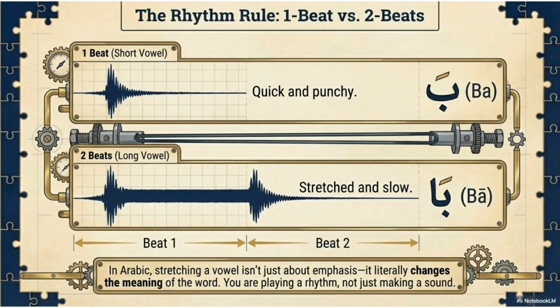The rhythm rule distinguishes between 1 beat and 2 beats. 1 beat with a short vowel is quick and punchy. 2 beats with a long vowel is stretched and slow. Stretching a vowel literally changes the meaning of the word.